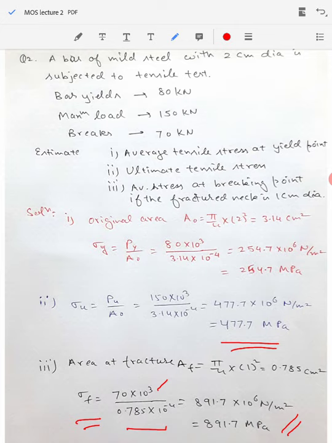But instead of the actual area at the time of fracture, if you take the original area, 2 centimeter, your value will obviously be lower than the sigma u, right? So that will be the f point which we get in the tensile test diagram, which is below the u point. This particular point corresponds to sigma f dash. I would prefer to write a dash here because it is the actual stress value at the time of fracture, and we can see that the actual stress value at the time of fracture is higher in comparison to the value that we take as sigma u.